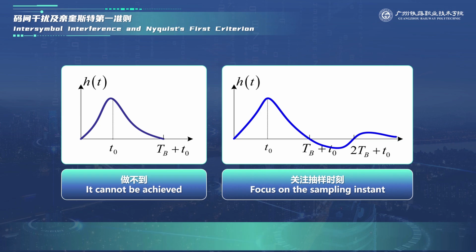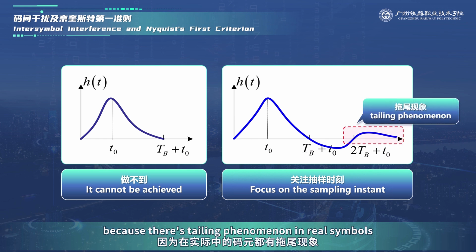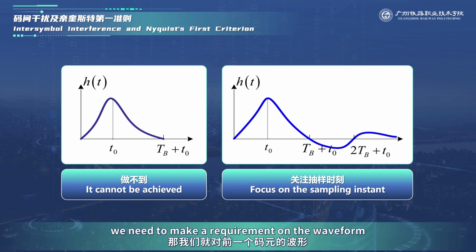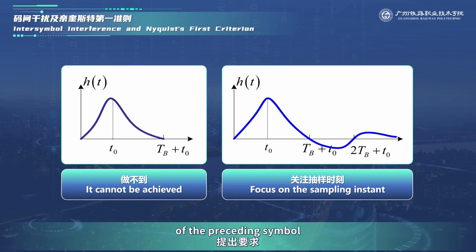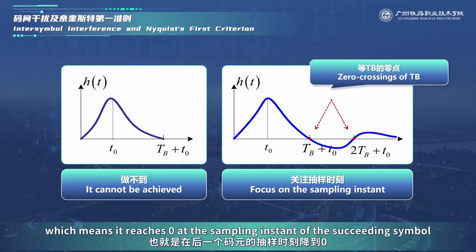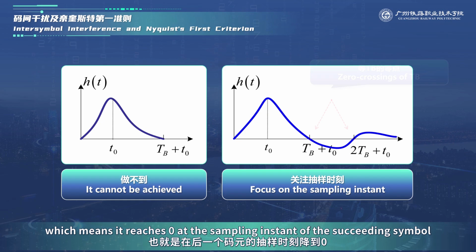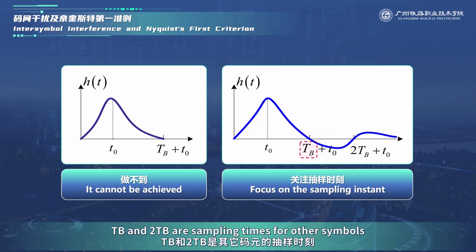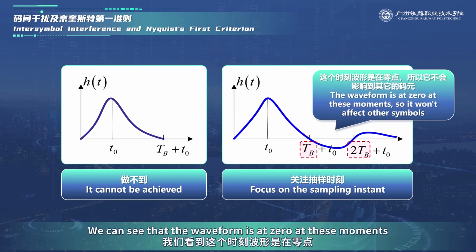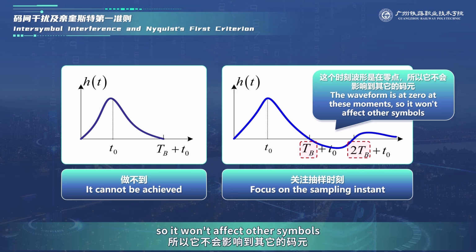For example, let's look at this graph. Because there's a tailing phenomenon in real symbols, we need to make a requirement on the waveform of the preceding symbol, which means it reaches 0 at the sampling instant of the succeeding symbol. TB and 2TB are sampling times for other symbols. We can see that the waveform is at 0 at these moments, so it won't affect other symbols.